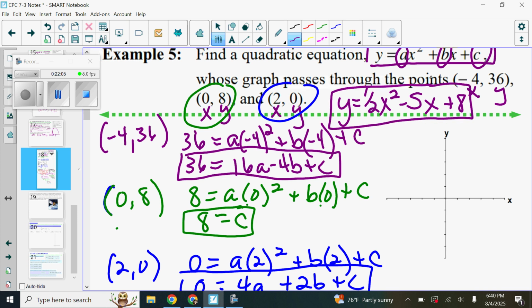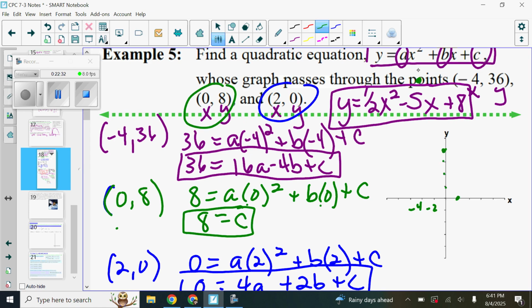Now we're going to do a couple of things here just to check our answer and see if this makes sense. I'm going to have you actually plot these points. So 0, 8, and -4, 36. I know it's going to be a little bit not to scale. I'm going to go by 2s here. So like -2, -4. Oh gosh, it's going to be way up there. So somewhere up here. 0, 8, so 2, 4, 6, 8, and then we've got 2, 0.